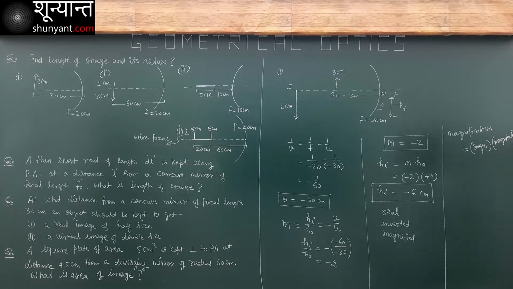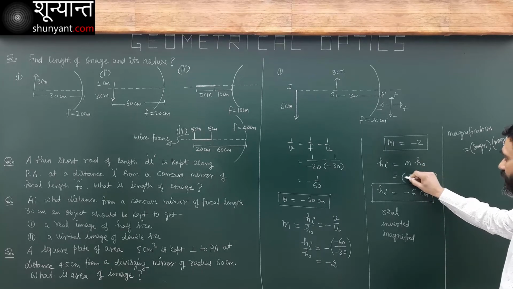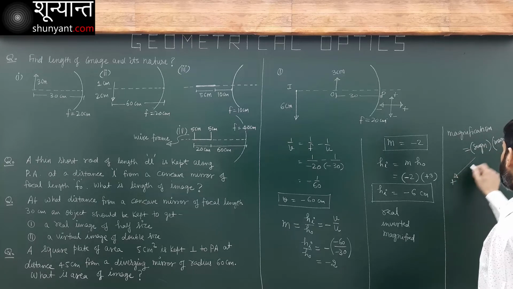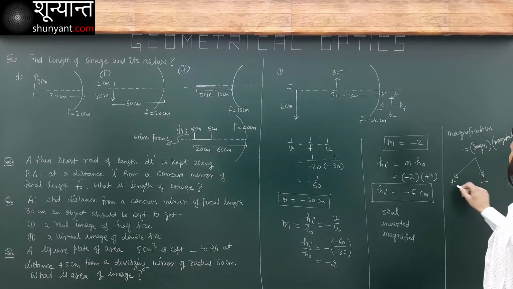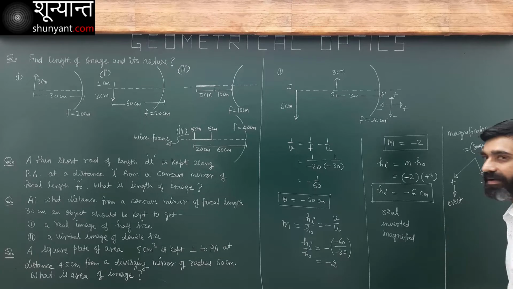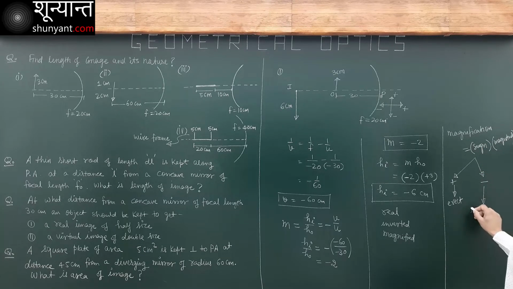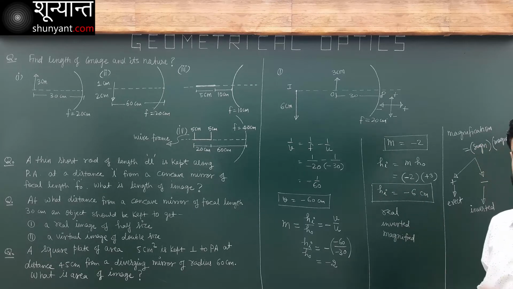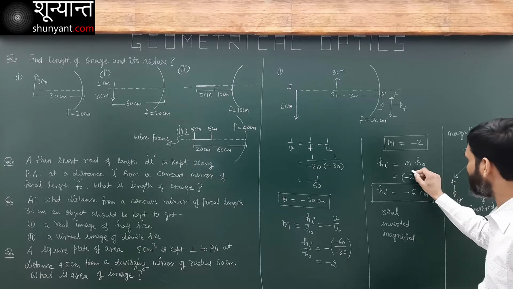It is going to have some sign and magnitude. Because of this sign, the image is becoming erect or inverted. If the sign is positive, I am going to get an erect image. If it is negative, I am going to get an inverted image. Now, the height of the image, the size of the image, will depend on this value here.